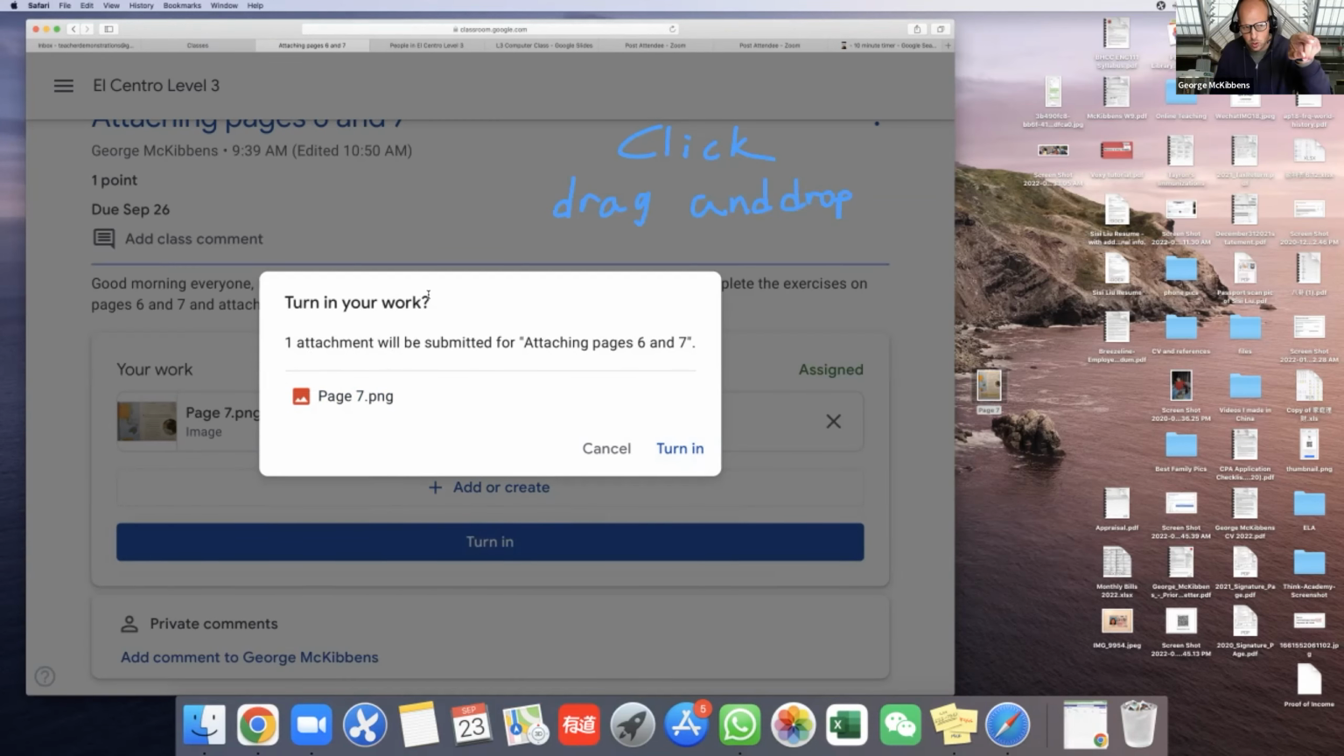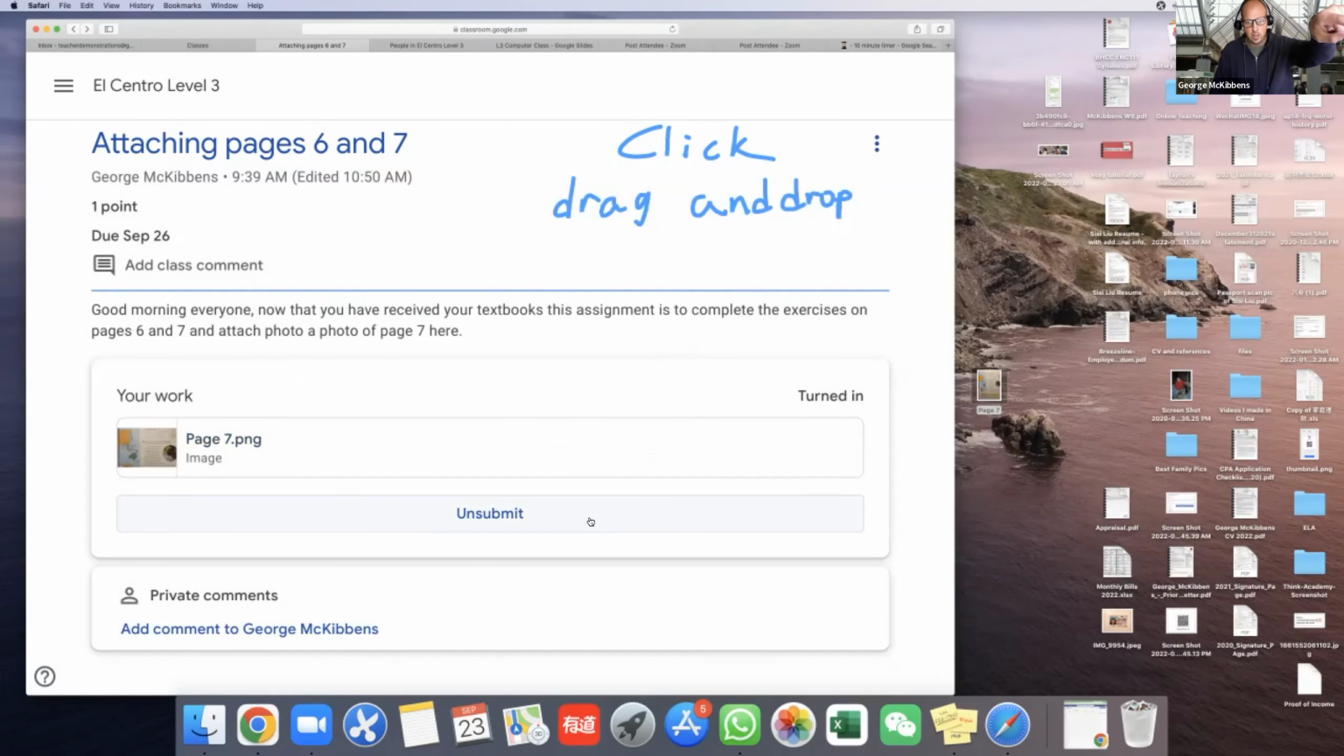And it says, turn in your work. It's asking you. Why would the computer keep asking you? Are you sure? Do you want to send this to the teacher? Because it's easy to make a mistake. What if I sent the wrong file? What if I didn't finish? What if I didn't read the instructions properly? So it's asking you to be sure. Double check. But I know I did the work. So I'm going to click turn in. Boom. Okay, there it is.